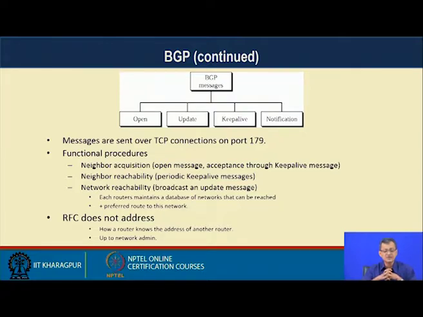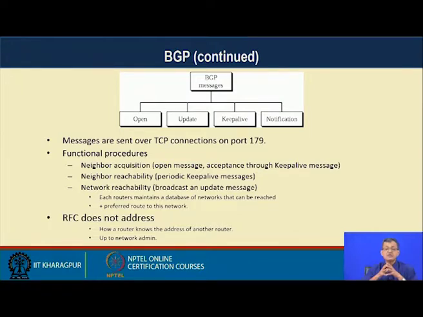Messages are typically sent over a TCP connection on port 179. The functional procedure is neighbor acquisition: an open message, acceptance through keep alive messages, neighbor reachability through periodic keep alive messages, and network reachability using update messages, right. Each router maintains a database of networks that can be reached, plus the preferred route to each network, so it can have a policy.